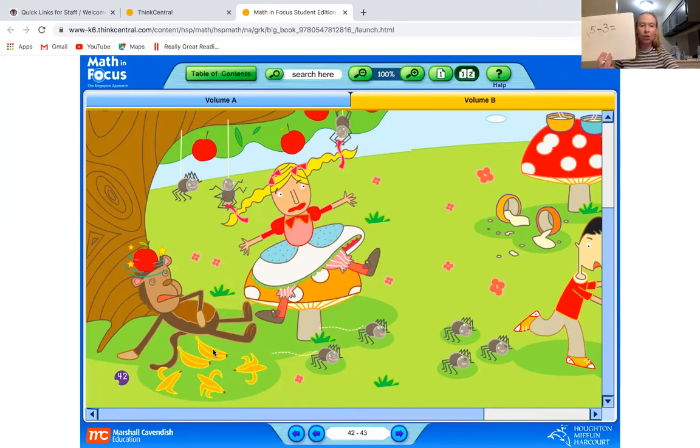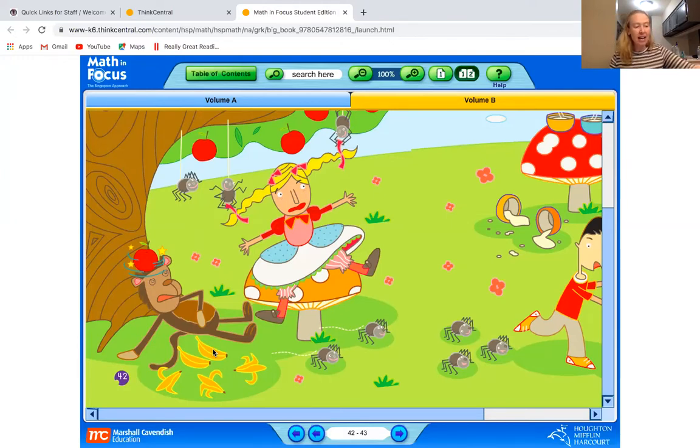1, 2. So there are 2 left that the monkey didn't eat. So say 5 minus 3 equals 2. And we can show this with our hands. Hold up 5 fingers, put 3 down. How many are left? 1, 2.